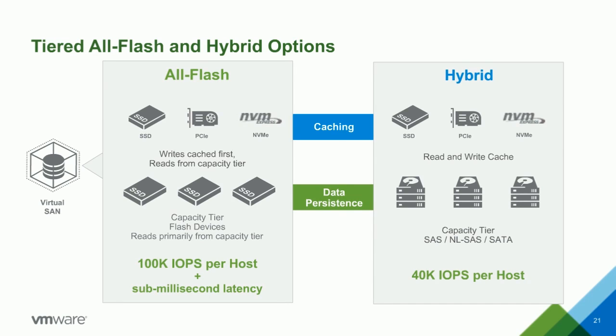Our all-flash configurations have been tested with a single disk group providing up to 100,000 IOPS per host. With that being said, we do support up to 5 disk groups in an individual host, so that number will scale. Our hybrid configurations, we support typically around 40,000 IOPS per host with a single disk group, depending on the configuration. And again, we can also support up to 5 different disk groups, so that number will scale as well.